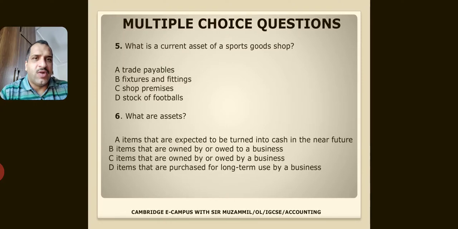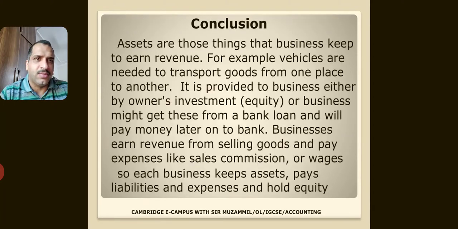What are assets? Items that are expected to be turned into cash in the near future, items that are owned by or owed to the business, or items that are purchased for long term. Simply, its answer is B. We have already done the definition of assets: items that are owned by or owed to the business.